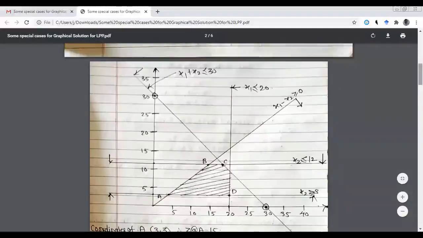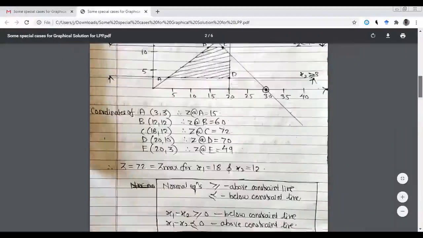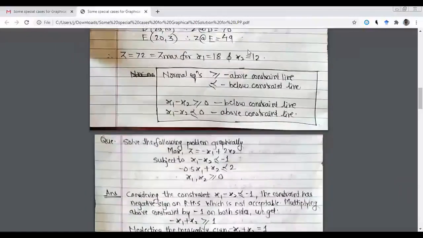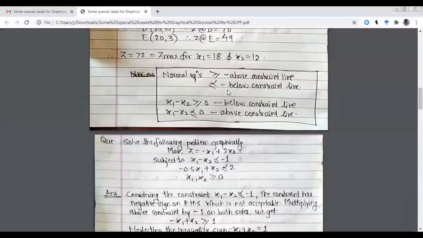Now what is important, here we have drawn the x1 minus x2 greater than or equal to 0 constraint line, which passes through the origin and makes 45 degrees with both the x and y axes, or for x1 and x2 axes. Now what is the difference in this particular problem? For the normal equations, a greater than or equal to sign suggests the region above the constraint line is to be taken into consideration, right? And for a less than or equal to sign, the region below the constraint line is to be taken into consideration. So that is important, right?